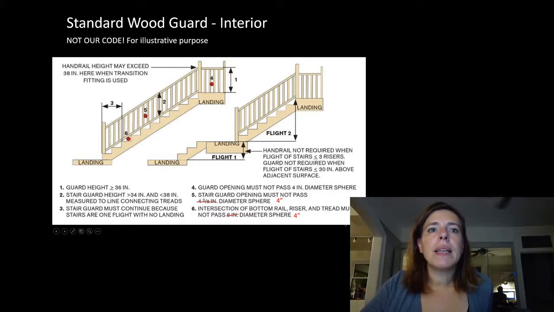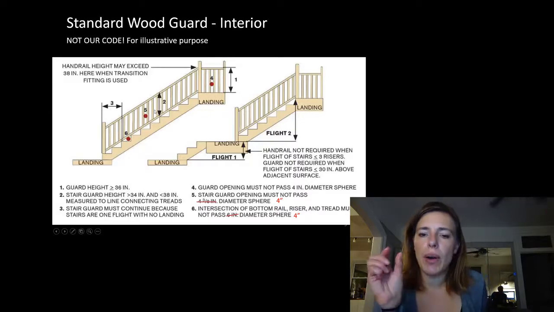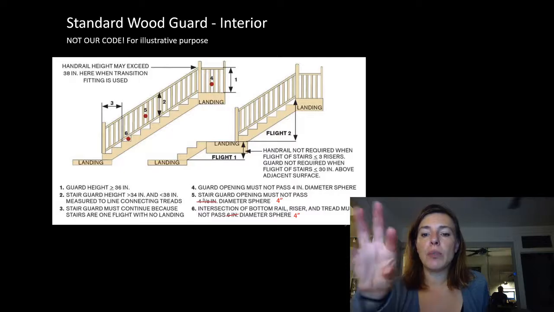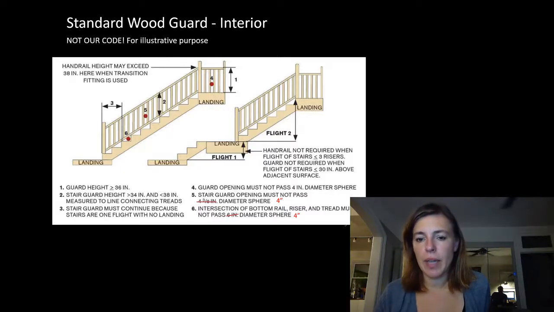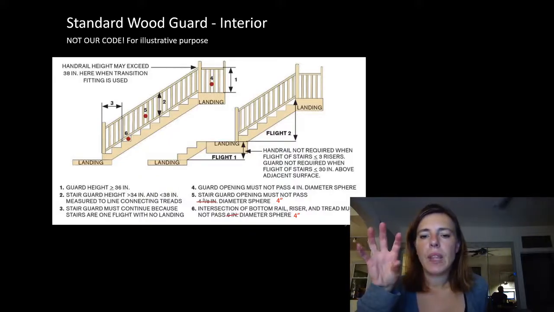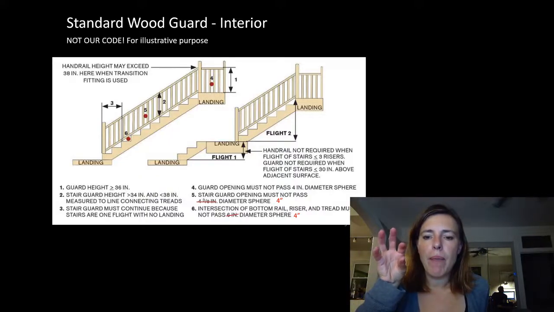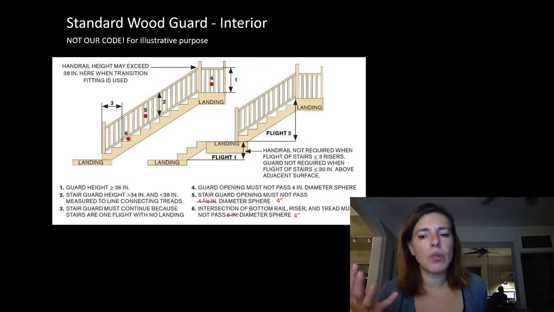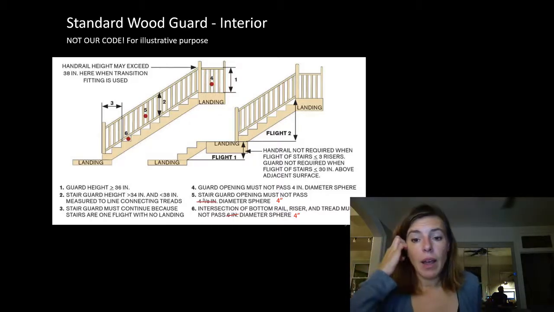The big one is the pickets, how far apart the pickets are. The idea there is it has to stop a 4-inch ball from being able to push through it. There's actually another load case I wanted to add. A ball passing through it. That ball is really representing a baby trying to get through it.